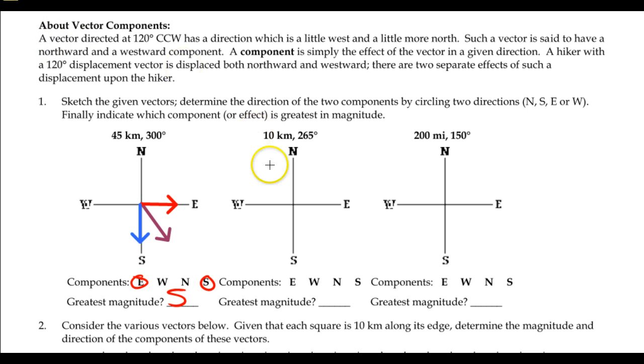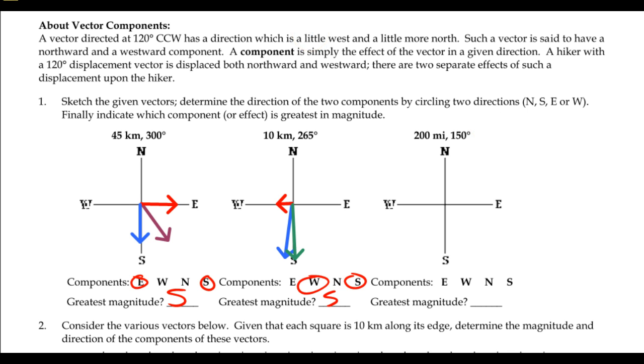Okay, the next one, we're talking 10 kilometers at 265. Now 270 is straight down, so 265 is very close to that. That's going to make two components. Those two components are going to be a little bit to the west and a much larger significant part to the south. So the two components that we form there are west and south, and since it's very close to straight south, definitely the south is the greater of the two magnitudes.